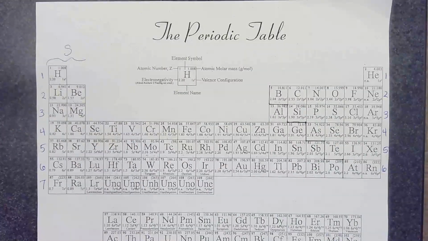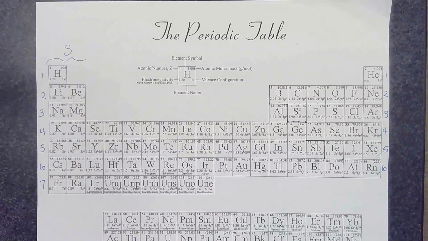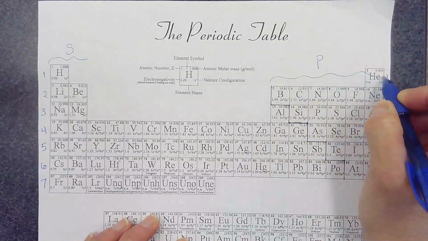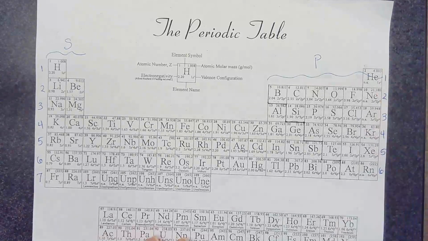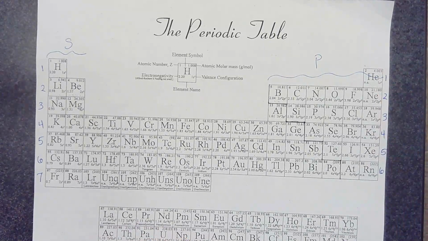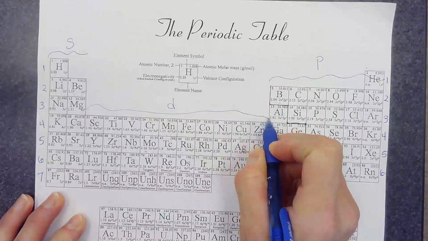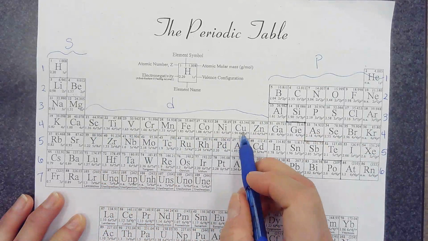How many columns are there? 2. How many electrons can fit in the subshell P? 6. Can you find 6 columns on this periodic table anywhere? Say it. Where are they? Right side. This is P. Do you see those 6 columns? 1, 2, 3, 4, 5, 6. I'm going to deal with helium in a minute. How many electrons can fit in D? 10. They're here. 1, 2, 3, 4, 5, 6, 7, 8, 9, 10.